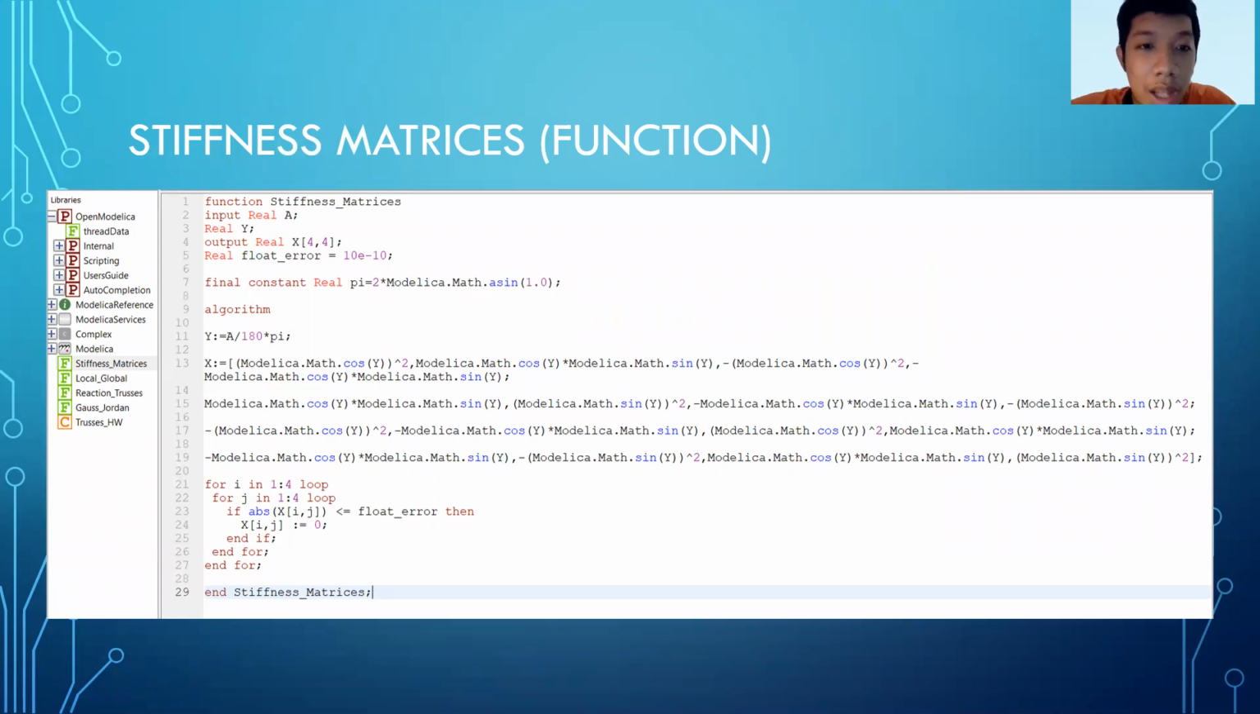This x matrix we can see in the formula in the book. We can just type the cos and sine with Modelica Math, and we can move to the for loop with I in 1 and also G and the stiffness matrix. Okay, we can move to the next one. Don't forget to save it for the run in the later step.